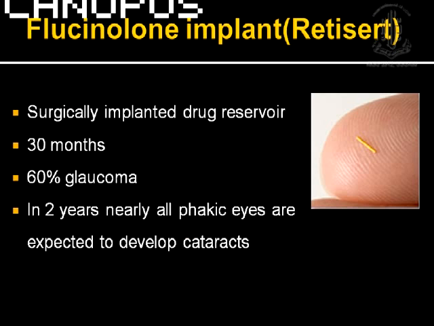The other implant which is available is the surgically implanted fluocinolone implant, or Retisert. This has to be surgically inserted. It acts for a longer duration of 30 months, but 60% of them develop glaucoma and may need surgery in about half of them at least. And in 2 years, nearly all phakic eyes develop cataract.